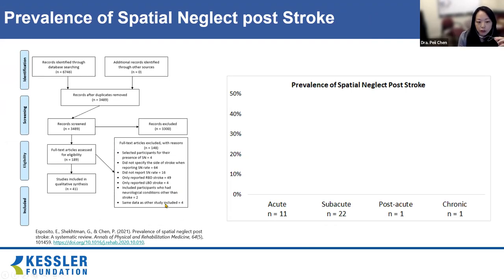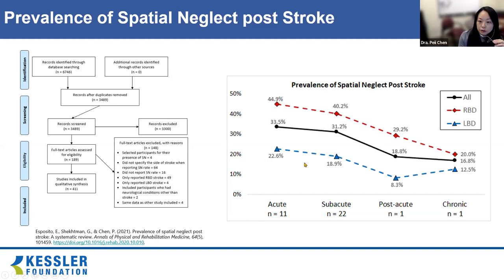About 2 years ago, my student and I did a systematic review study. At the end of the literature review, we included 41 studies. Here are the results. The Ns here are the number of studies included at different stages post-stroke. Acute means within about 3 to 5 days or a week. Subacute is about 3 weeks to 3 months. Post-acute is after that. Chronic is after 6 months or after a year. And here is the prevalence plotted in percentages.